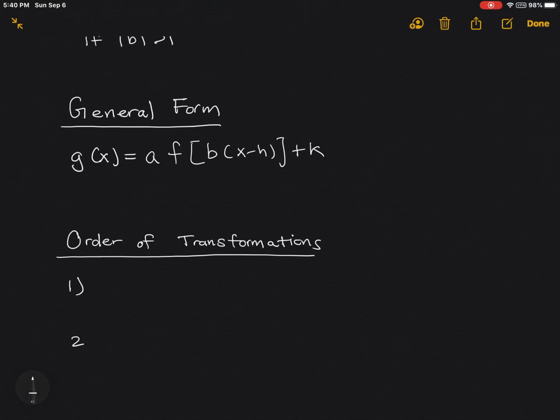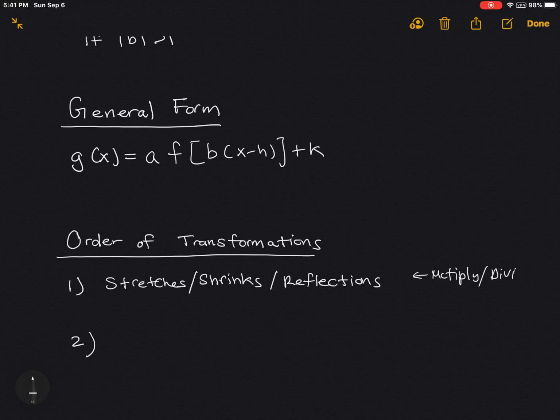Okay, so there's actually an order of transformations, meaning when you're given 2 operations, let's say you have a translation and a reflection, which one do you do first? Obviously, I don't know if it's that obvious, but you want to do all your stretches and shrinks and reflections first. The reason why is because you have to follow your order of operations. These guys right here, you need to multiply and divide, and then you do a translation.